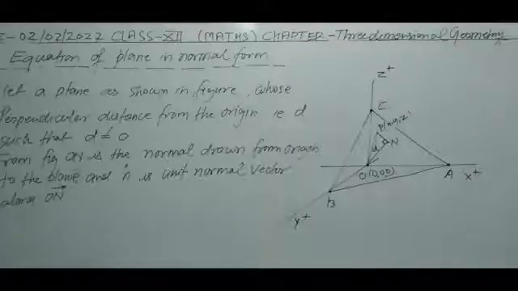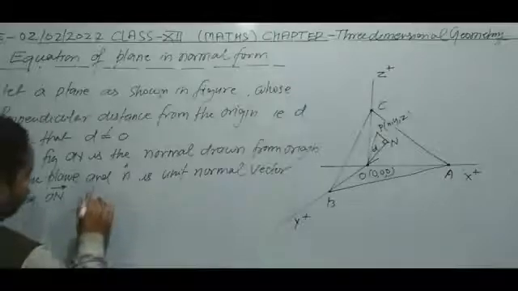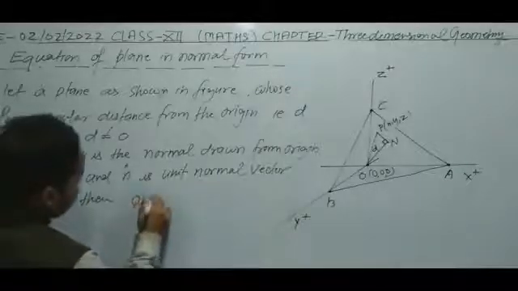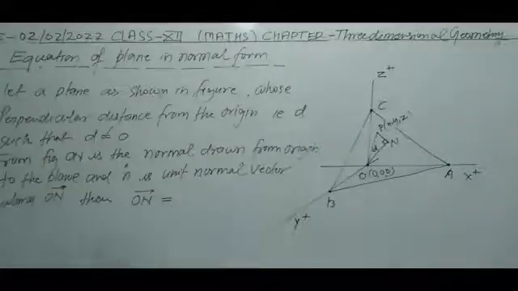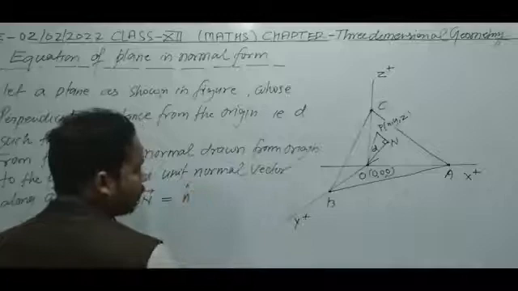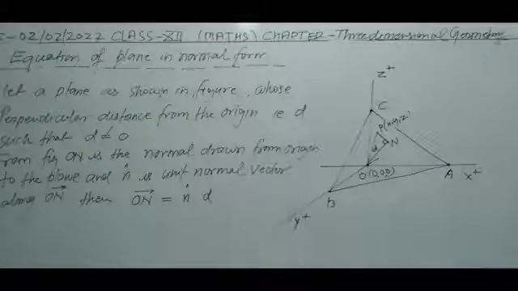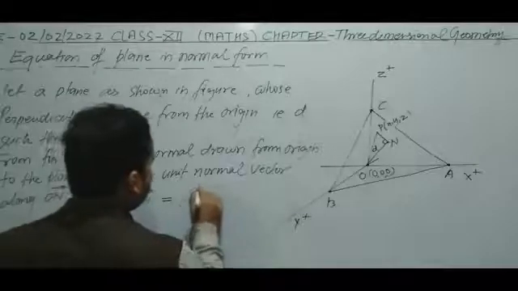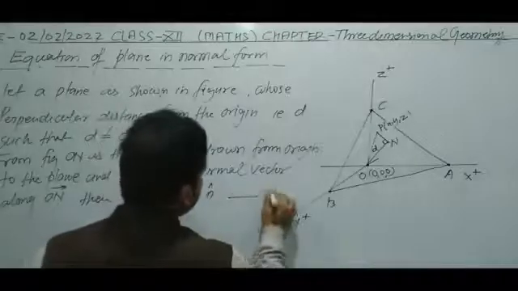Then ON vector is equal to, what we can write? This is the unit vector, small n, and d is the distance. So ON we can write as unit vector into d, or d into unit vector. So consider this equation 1.